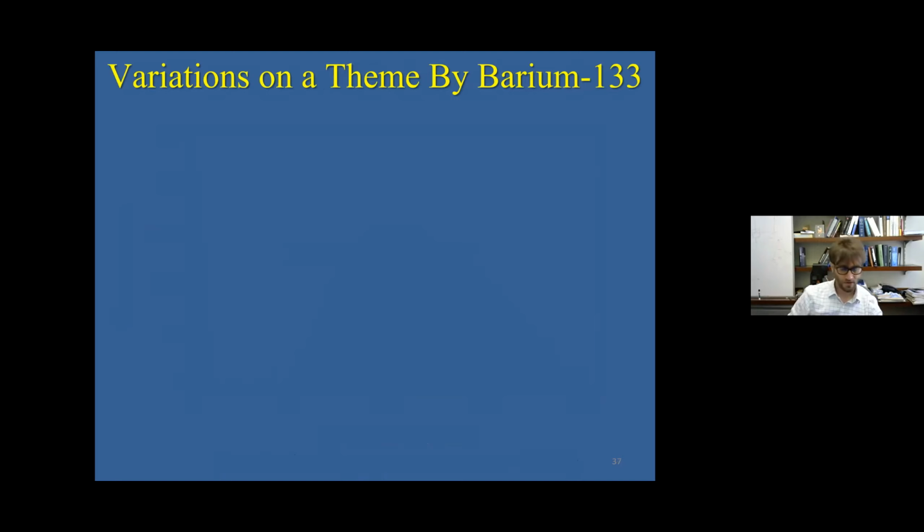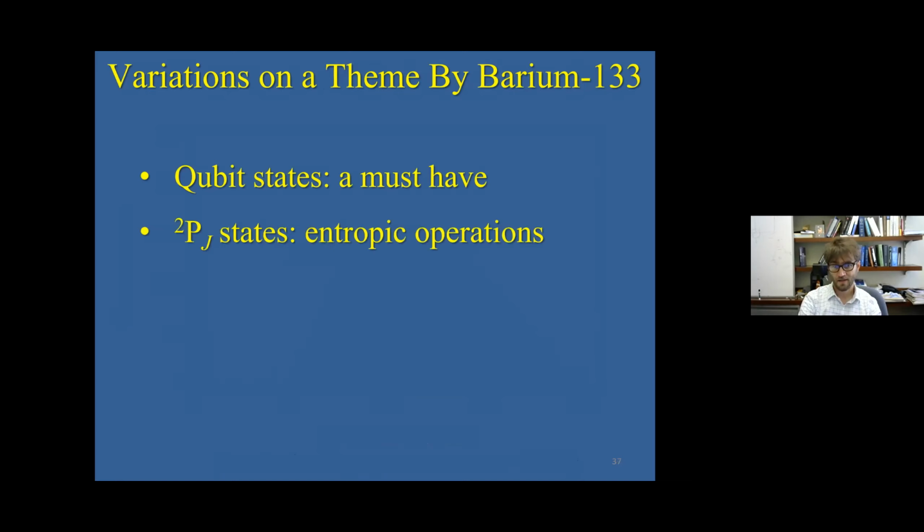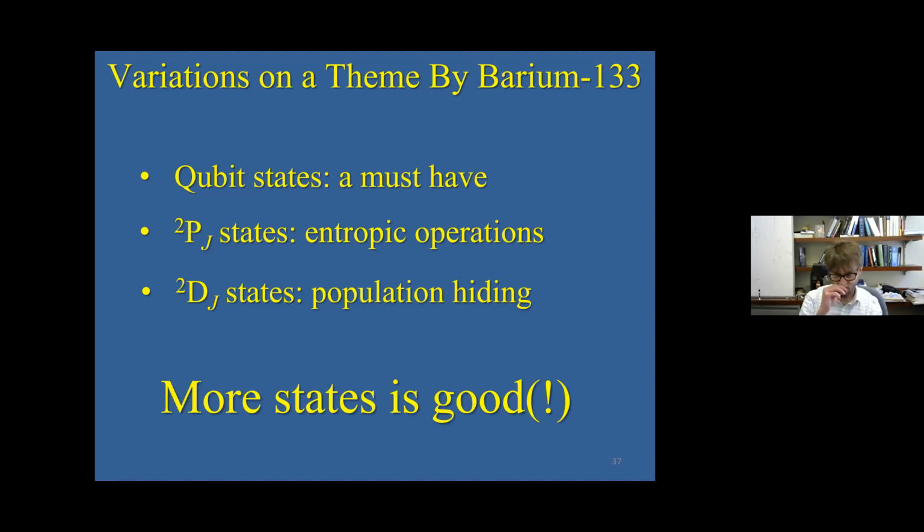Okay. So looking back at this, our ytterbium experiment has learned from the barium experiment. The barium experiment is also continuing to learn. And what are we learning? Well, certainly our qubit states, we have to have these in our ions. The P states are obviously useful. We use these for fluorescence detection, state preparation. We have learned that the D states are also really useful. And the take-home message here is that more states are good. Having more states is good.